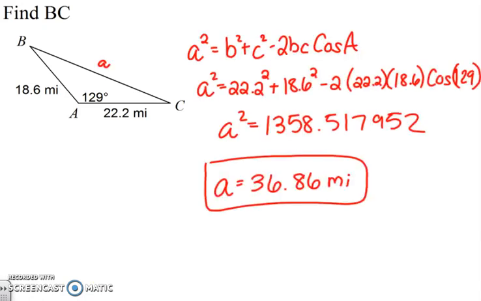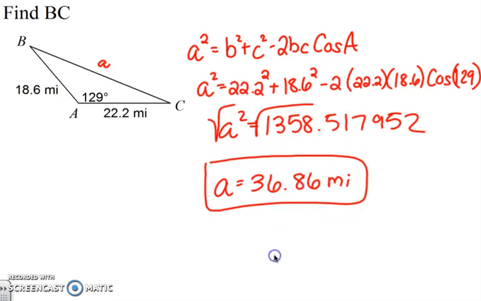This problem you were looking for BC, which was little a. So I used my first equation, and then I got 22.2 squared plus 18.6 squared minus 2 times all of that. And in the calculator, when you type in the right side, you should get this long decimal, and then once you square root that, you should get 36.86. Okay. Now if you didn't use that whole decimal, you might get a little bit of rounding error, but you should have got really close to 36.